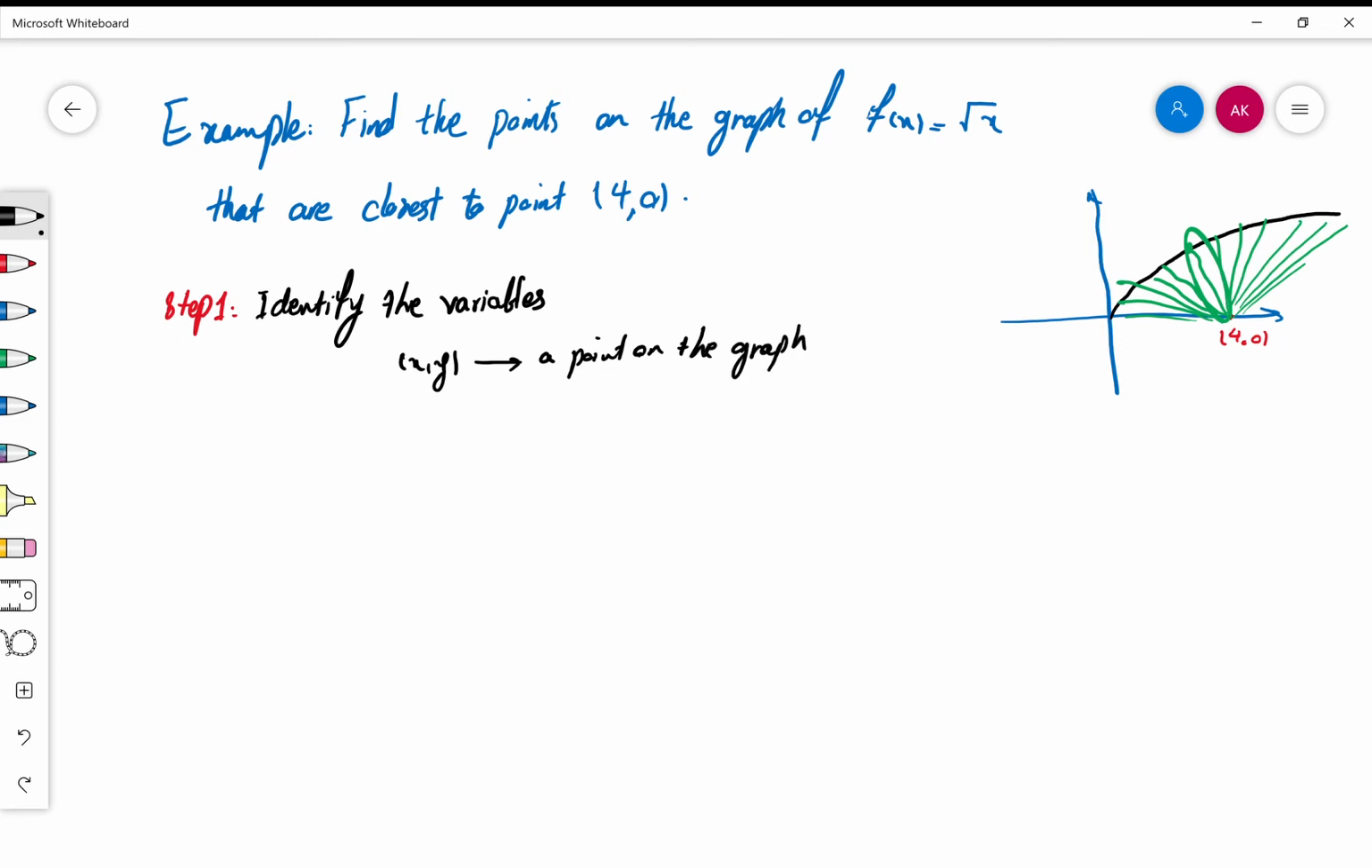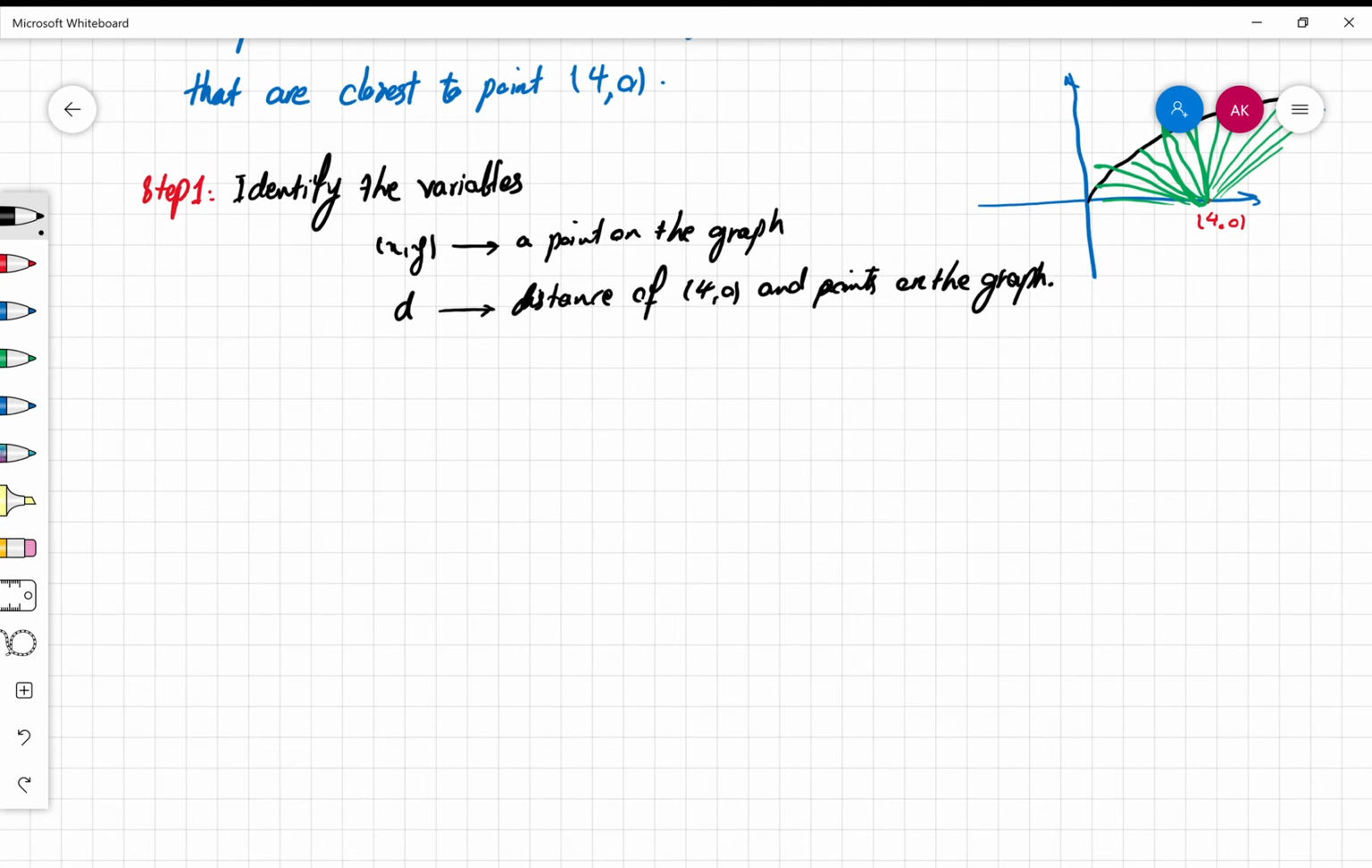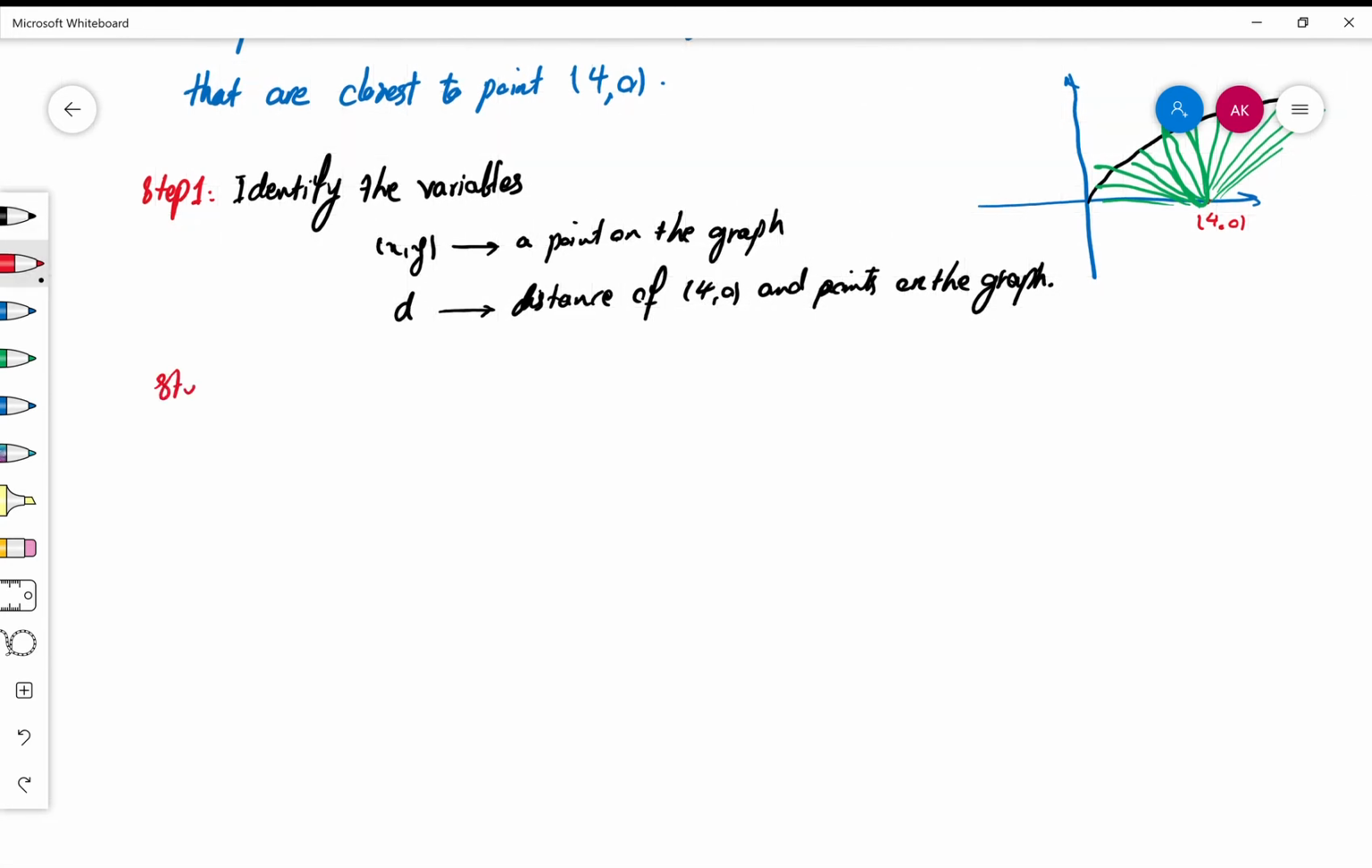And we are trying to find the distance of (4, 0) and points on the graph. Okay, so then step two is find the relations, or the equations, the relations.